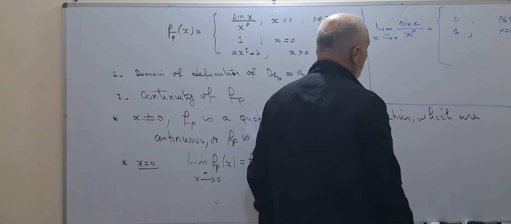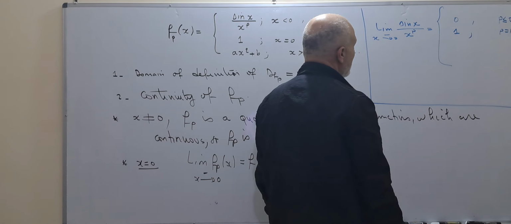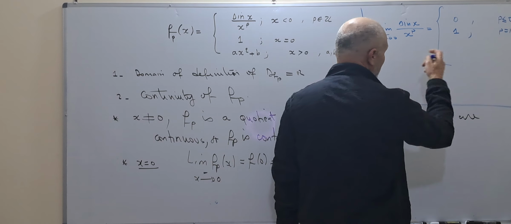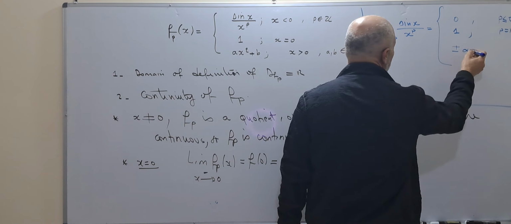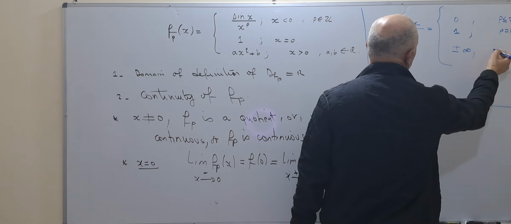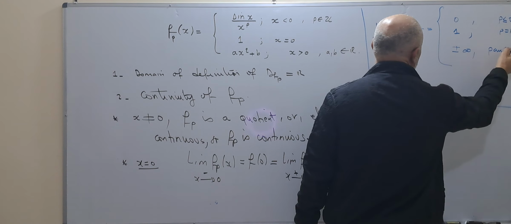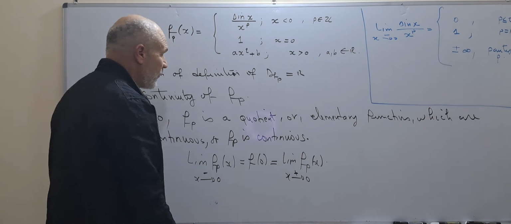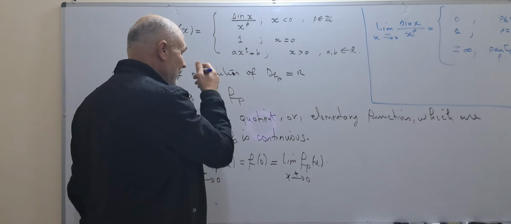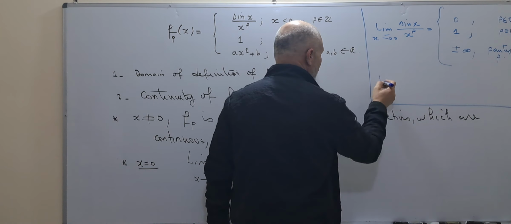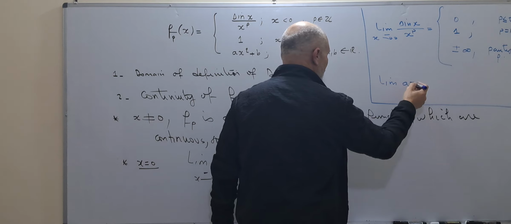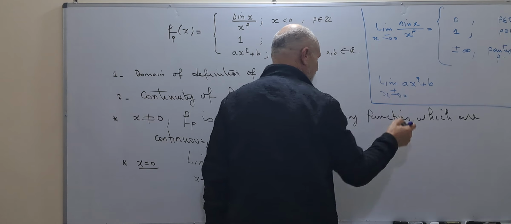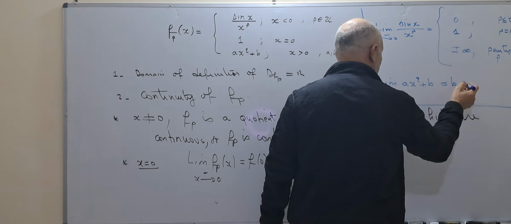And if x is strictly greater than 1, we can find plus or minus infinity. It depends on the parity of p. From the right, the limit of f of x when x goes to 0 is equal to b.